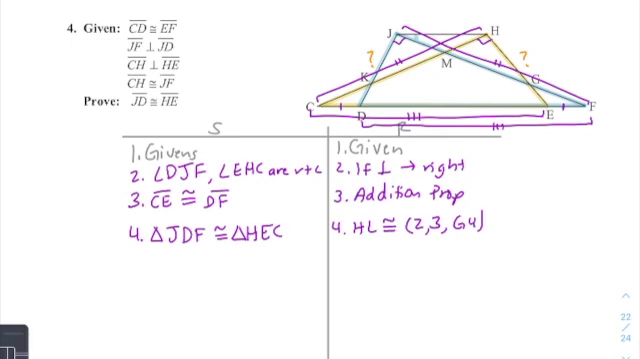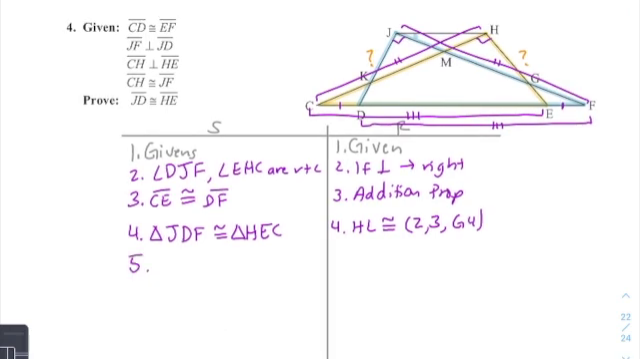Okay, can I use those congruent triangles to prove JD congruent to HE? Absolutely, those are corresponding sides. So step 5 would be JD is congruent to HE by CPCTC. So there's another example of some overlapping triangles, but they don't fully overlap. Let's look at one last example, and then that will be the end of these notes to help you out here.